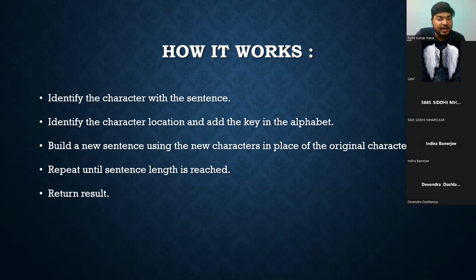After that, it will add the shift key. If we add 3, it will add 3 to 97. That will be 100. After shifting the key, it will build a new sentence using the new character in place of the original character. It will repeat until the sentence length is reached. If my name is Rohit, it will reach till T, ROHAT. After that, it will return the result.